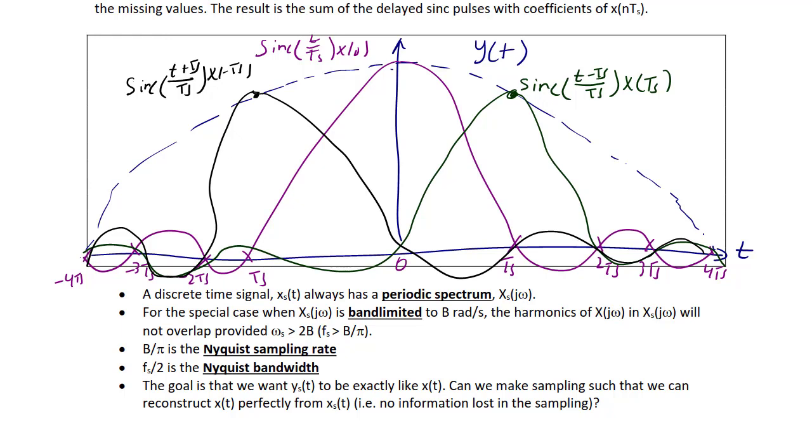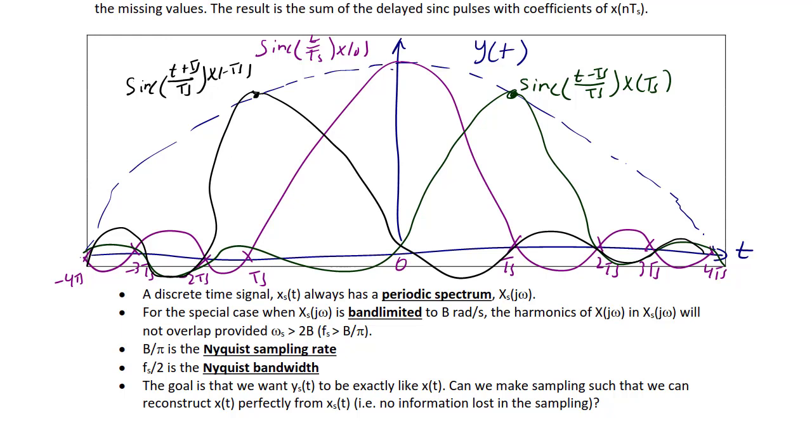So in conclusion, a discrete time signal xs of t always has a periodic spectrum Xs of j omega. For the special case where X of j omega is band limited to B radians per second, the harmonics of X of j omega and Xs of j omega will not overlap, provided omega s is greater than 2B, or fs is greater than B over pi, where B over pi is the Nyquist sampling rate. Fs over 2 is the Nyquist bandwidth.